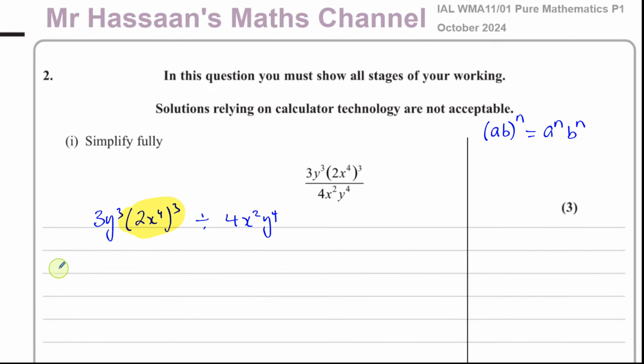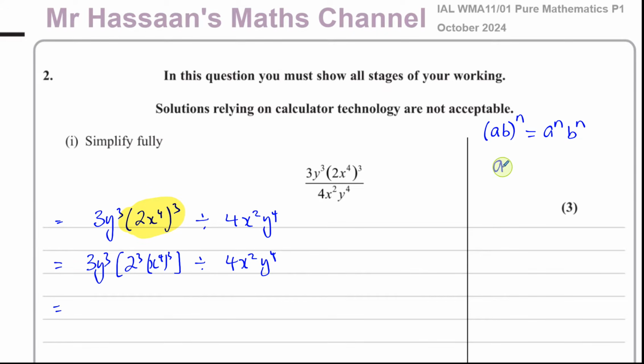So I can think of this as 3y cubed times 2 to the power of 3 times x to the power of 4 to the power of 3. So this is to the power of 3 and this is to the power of 3, and this is divided by 4x squared y to the power of 4. And then I can raise 2 to the power of 3, which gives me 8, and then I've got to do x to the power of 4 to the power of 3.